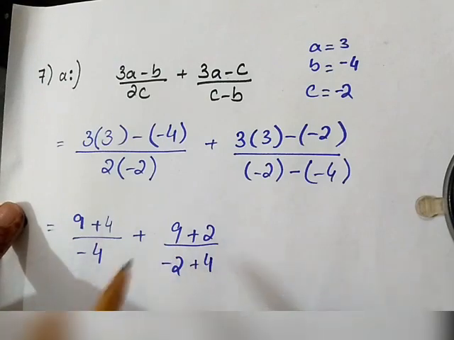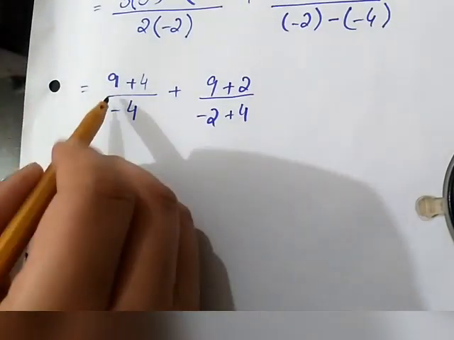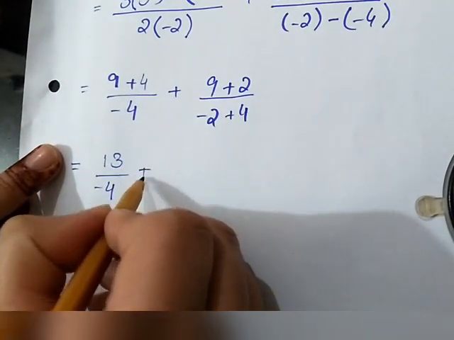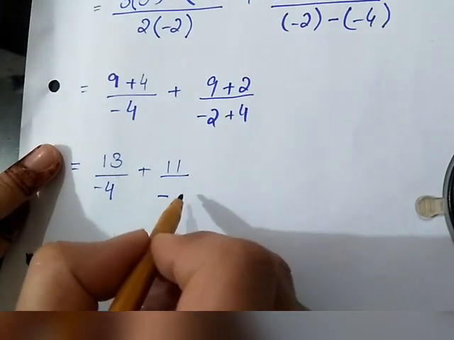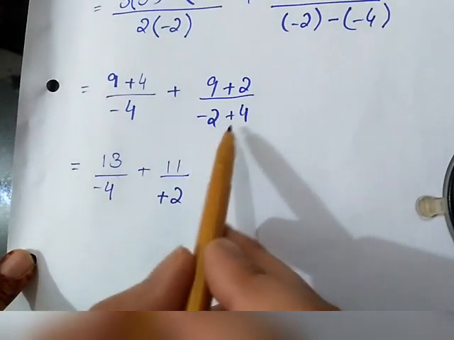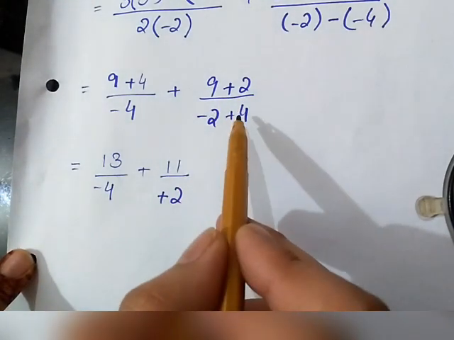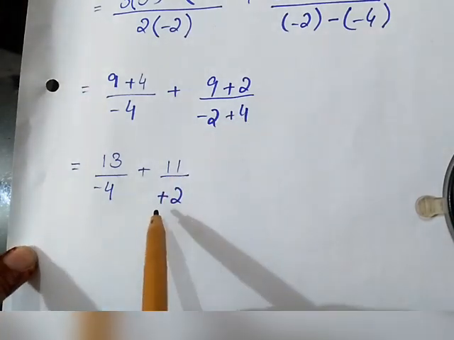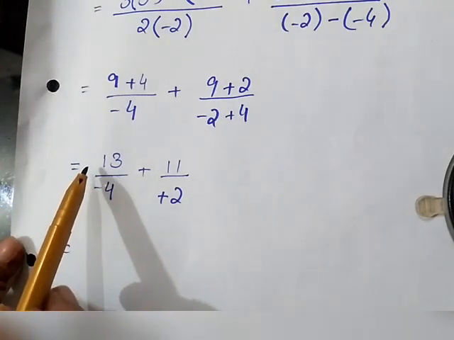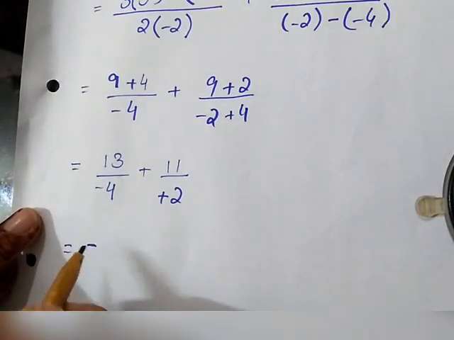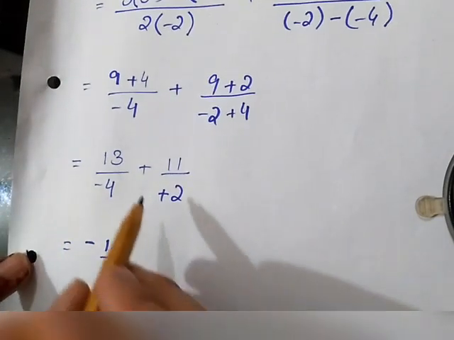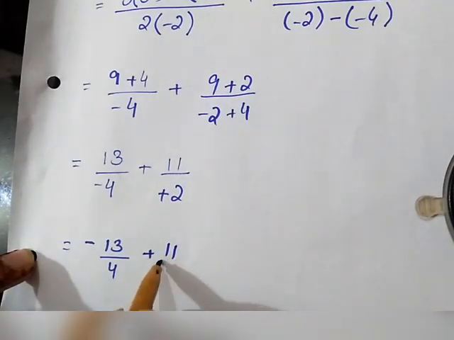Now we do the simplification of these two fractions. 9 plus 4, 13 by -4, plus 9 plus 2, 11 by plus 2. -2 plus 4, here the opposite signs, the terms will be subtracted, and what will be the sign? The sign that is with the greater term will be put in the answer. Now we just have to write down, here there is no sign, so there is a positive sign with 13, so plus minus minus 13 by 4. We shift this minus sign from the denominator to the numerator, then plus 11 by 2.